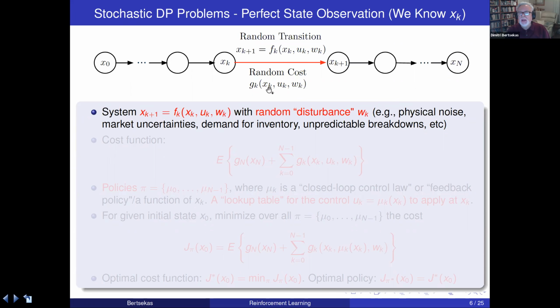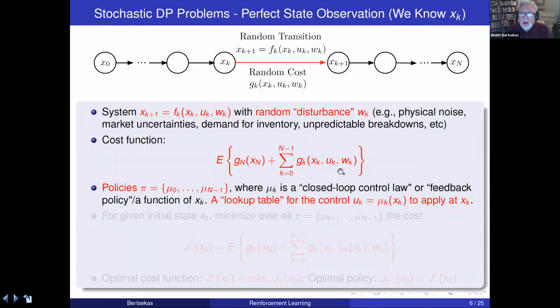The cost generated is also random, depends on wk. So the cost accumulated over n stages is a random variable. It's random because wk is random and xk is random. So we take the expectation of that and we get a number. And now here's an important difference from the deterministic case.